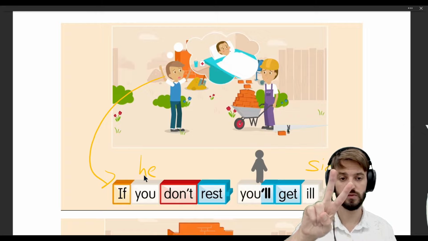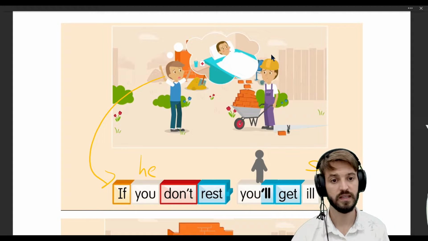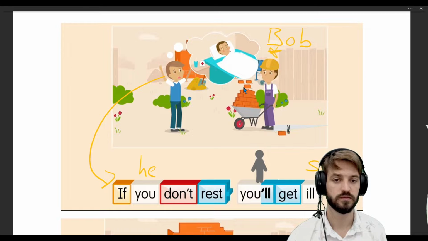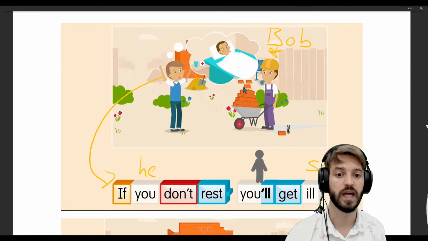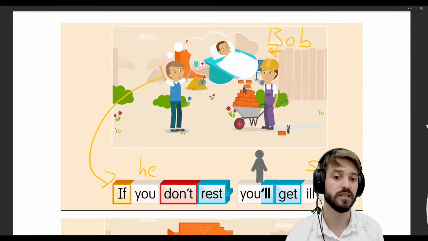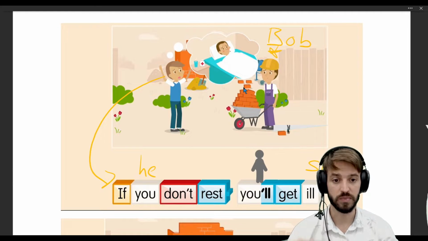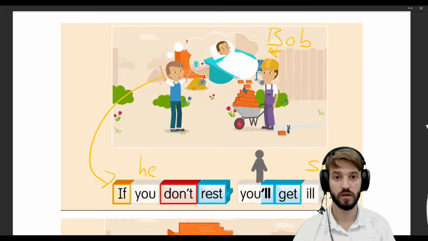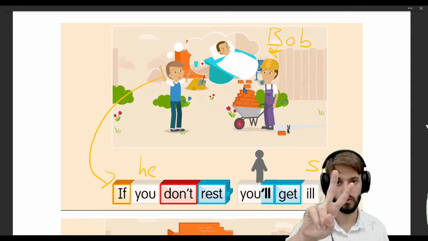Question number two. If Bob doesn't rest, what will happen? How will he feel, or what will he become? He will get, if Bob doesn't rest, what will happen? Question number two.